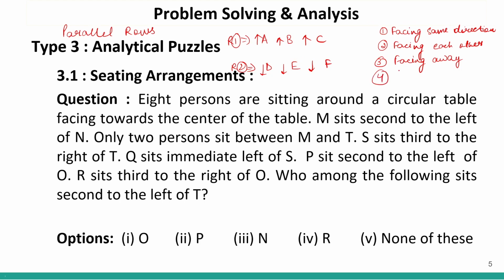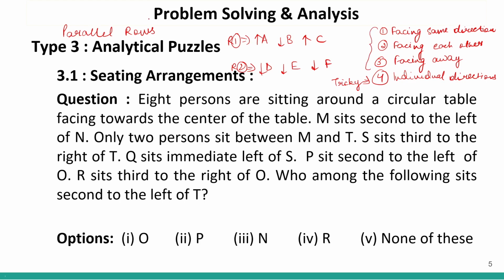Then there is a possibility that they are facing individual directions. What do you mean by individual directions? It means that if A is facing north, B is facing south, C is facing north. Similarly, F can be facing this side, D can be facing this side, or D can be facing any side, is possible. So these type of questions are tricky. Okay, these take a little more time to solve as compared to the first three cases.